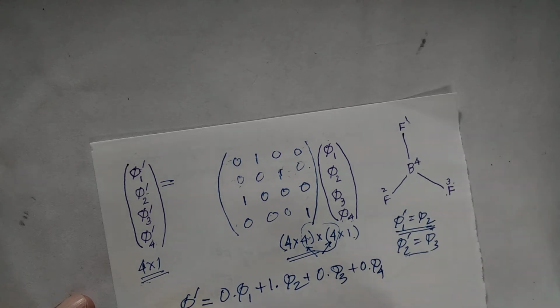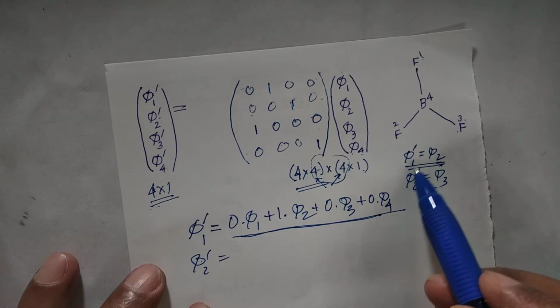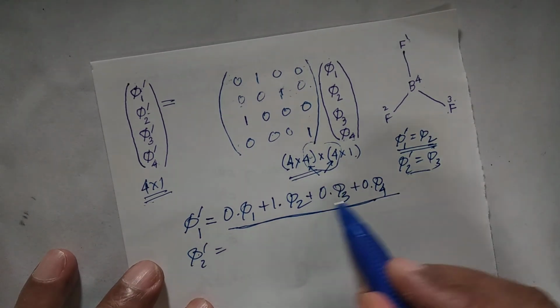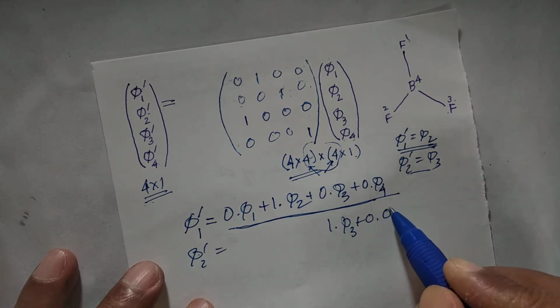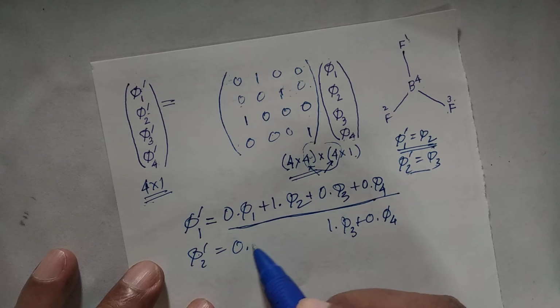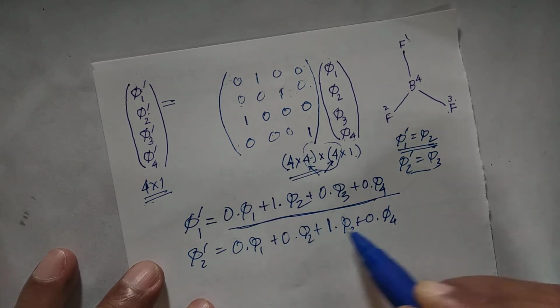This relation can be written in expanded form like this. And similarly, phi 2 primed is phi 3. Phi 3 means 1 into phi 3. The other coefficients are 0. 0 into phi 1 plus 0 into phi 2 plus 1 into phi 3.